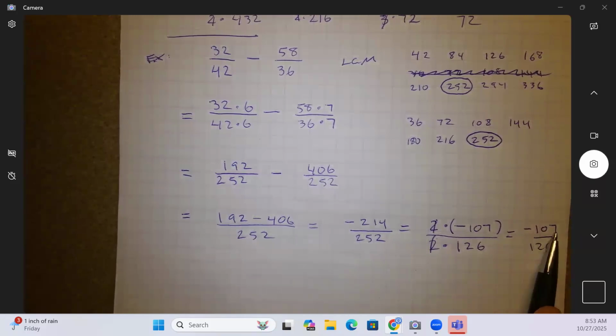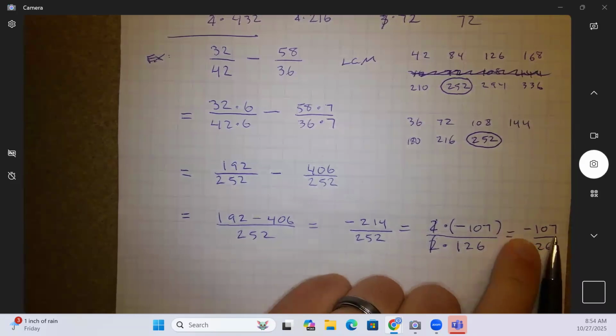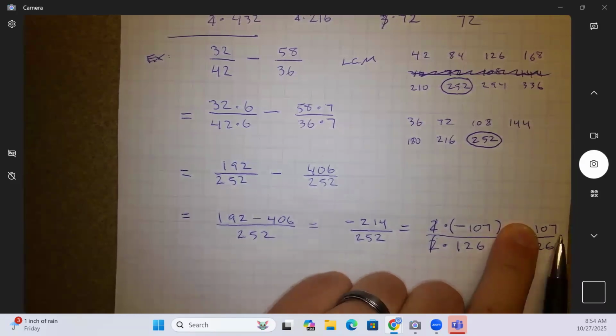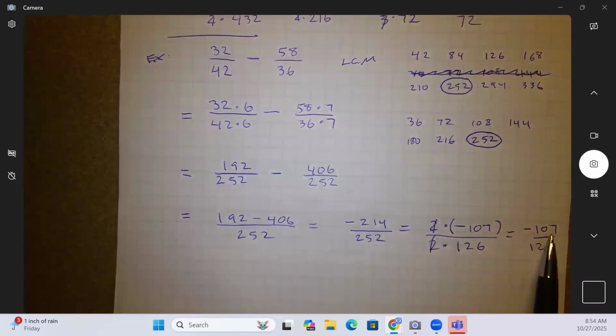126 is even, but 107 is not. So 2 is not going to work. Let's just check 3. 107 divided by 3 is 35.666, so that doesn't work. I don't have to check 5 because it doesn't end in a 5. Let's check 7. It doesn't work with 7. And by the way, this is a common mistake. Just because the number is 107 doesn't mean it divides by 7. Right? So 107 doesn't divide by 7.